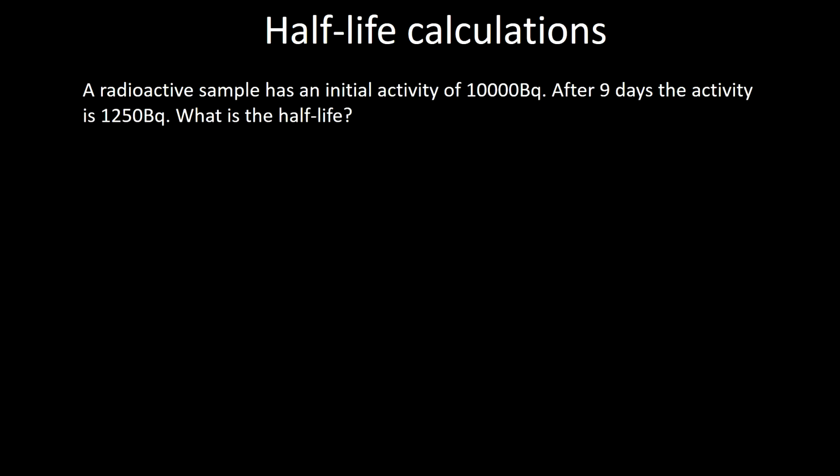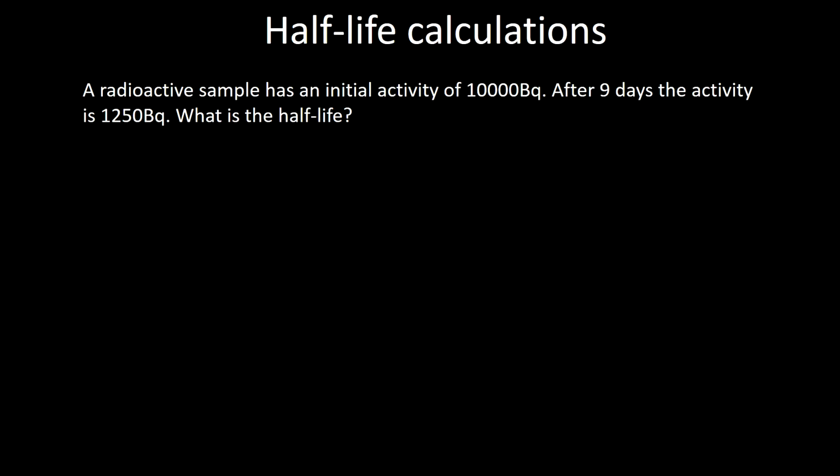Another type of calculation they can ask you to do is they give you, instead of telling you what the half-life is, a starting count rate and a final count rate and ask you to find the half-life. So the approach is a little bit backwards to the previous one. In this example, we've got a radioactive sample, initial activity of 10,000 becquerel, leave it for 9 days, and the activity has dropped to 1,250.